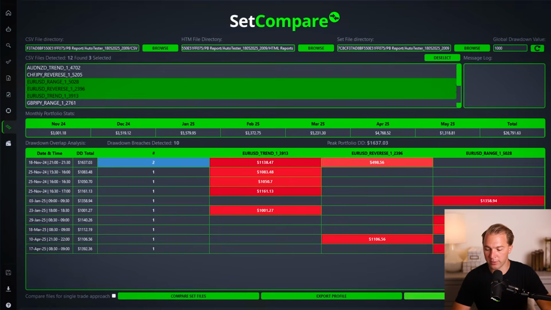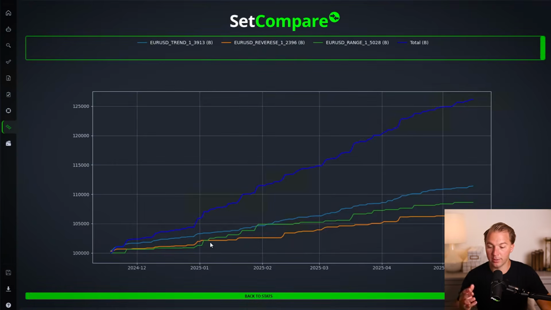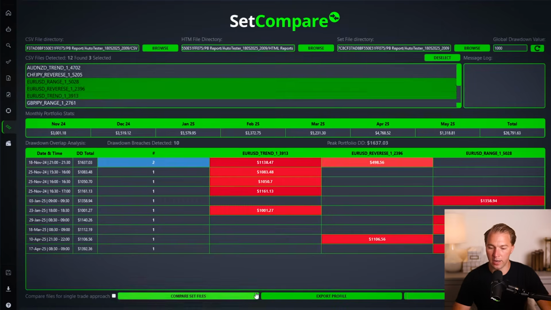And what's even better is if I hit the show graph button, you get this level of visibility, sort of like what I drew on the whiteboard earlier. The colored lines on the bottom are showing every individual strategy, right? The blue one is our trend. The orange one is reverse. The green one is range. The dark blue one is the total of the entire account. Now I can push this even further.